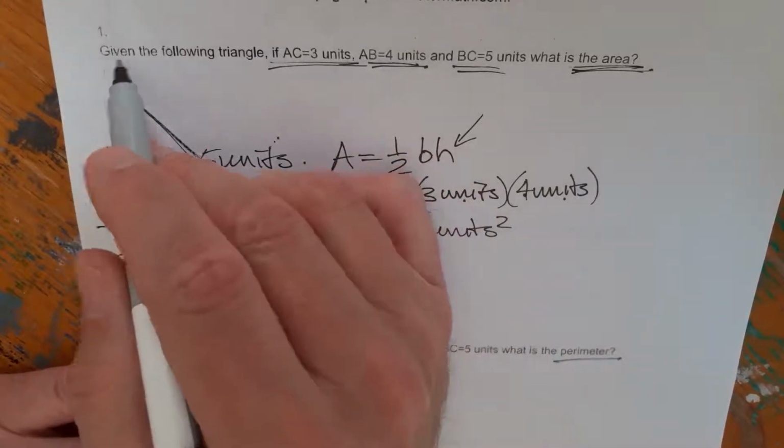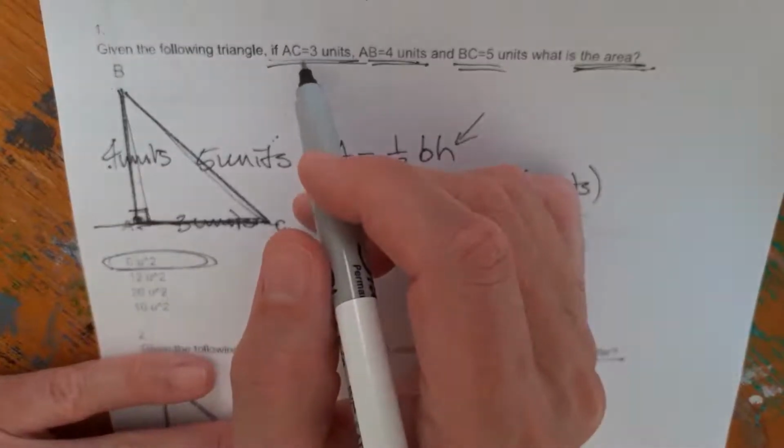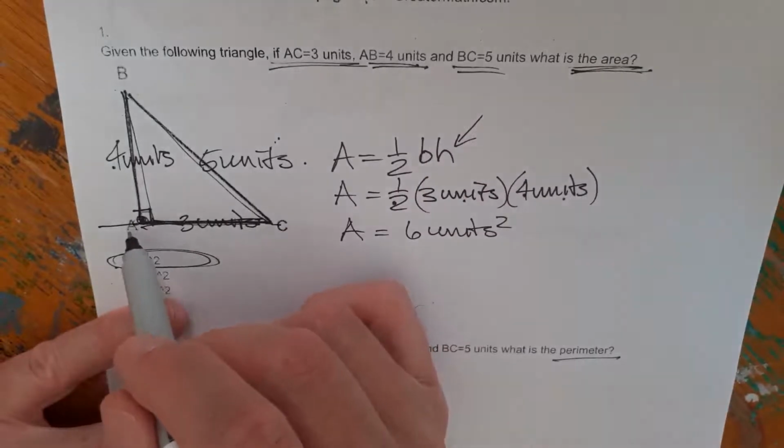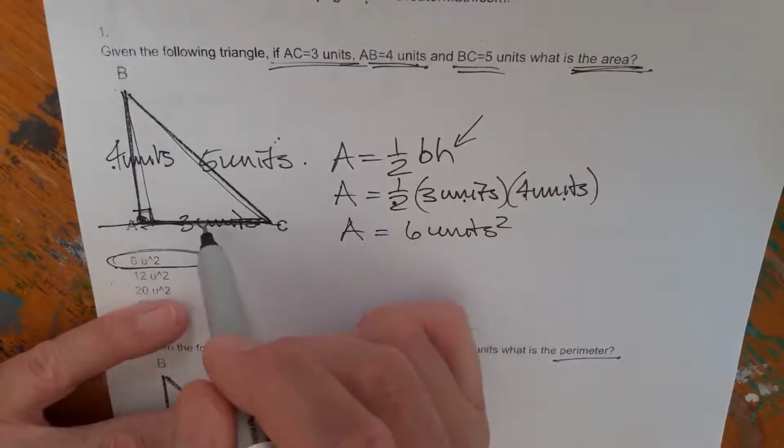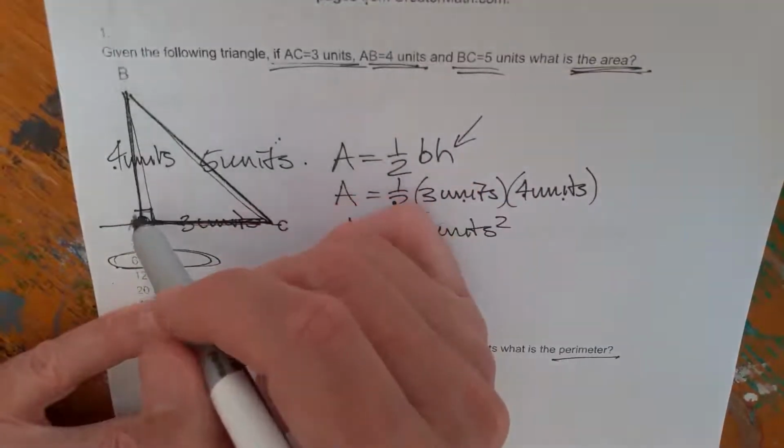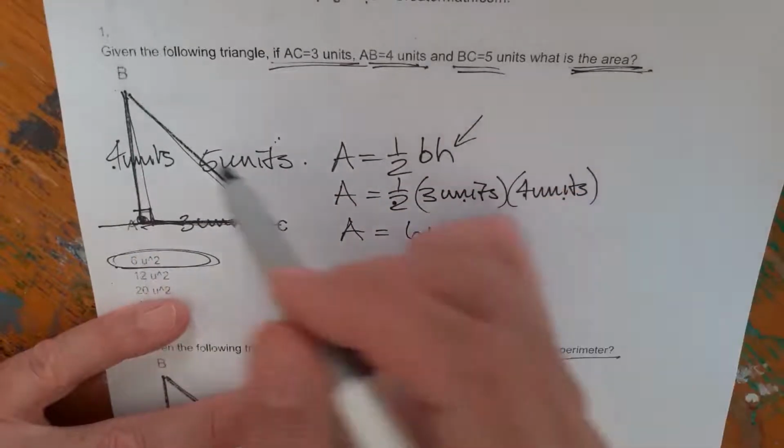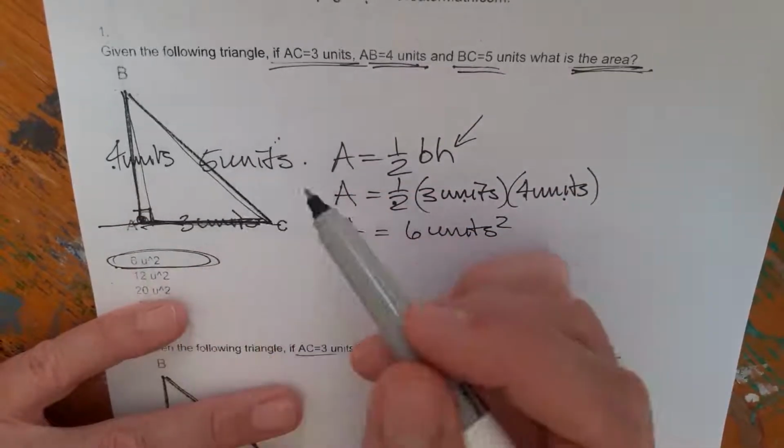The first one reads, given the following triangle, if AC is 3 units, so here's AC. It's a little bit hard to see. AC is this side. 3 units, AB is 4. Here we go, 4 units. And BC is 5. That's across here, 5 units. A 3, 4, 5 right triangle.